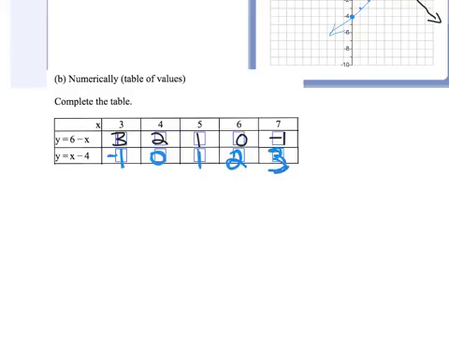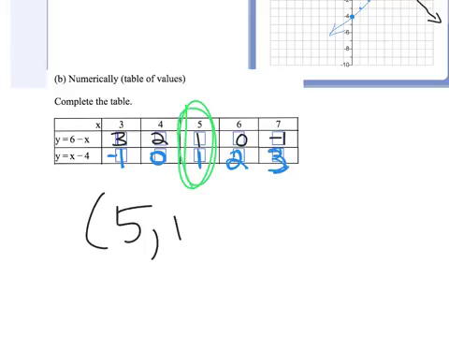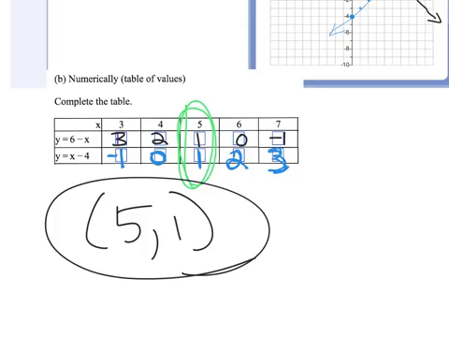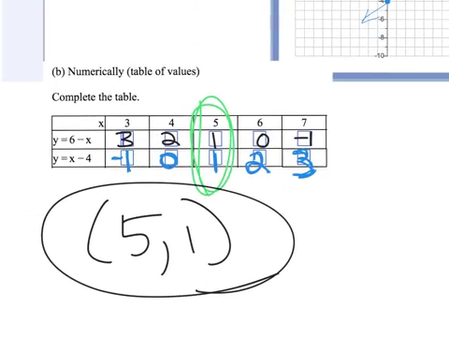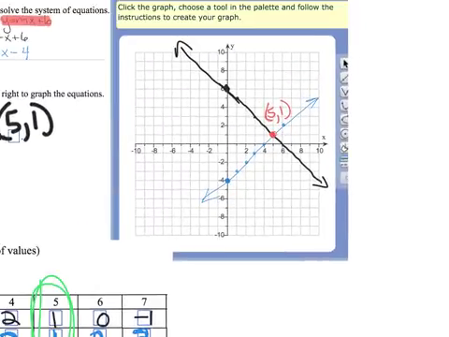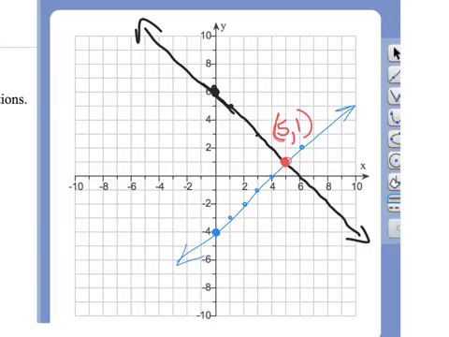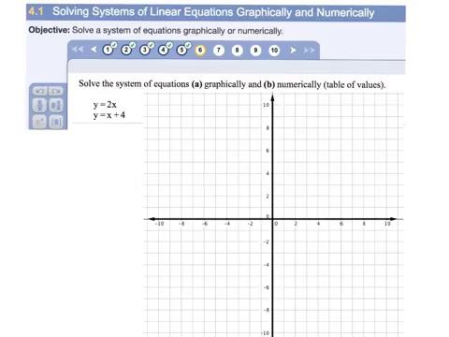And there we go. And so where are the y values the same? They're the same right here at 5, 1. So our solution is 5, 1. Now we know that for two different ways. One, we see it on the table, but we also see it over here in the graph because the two lines crash at 5, 1.